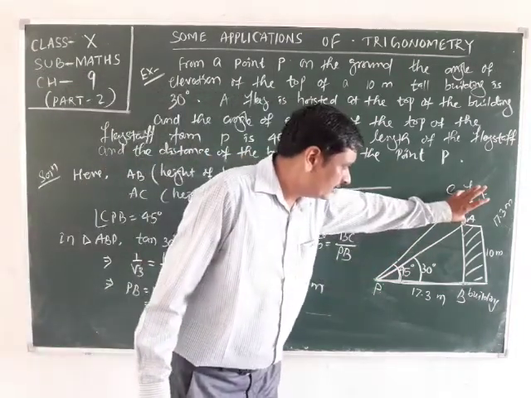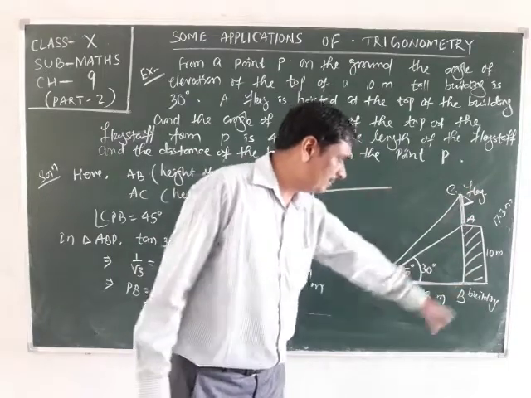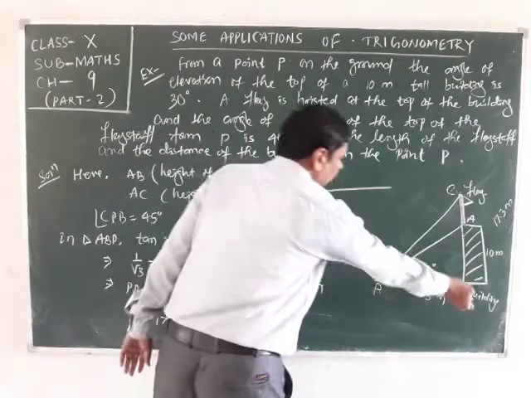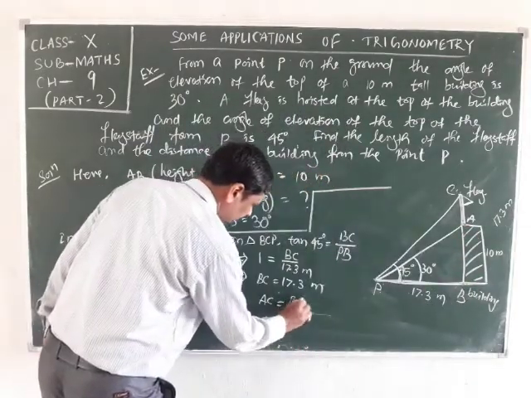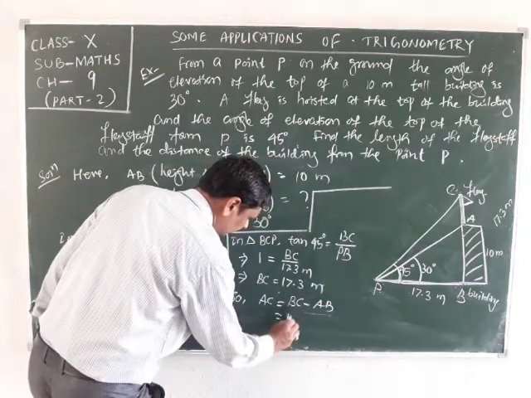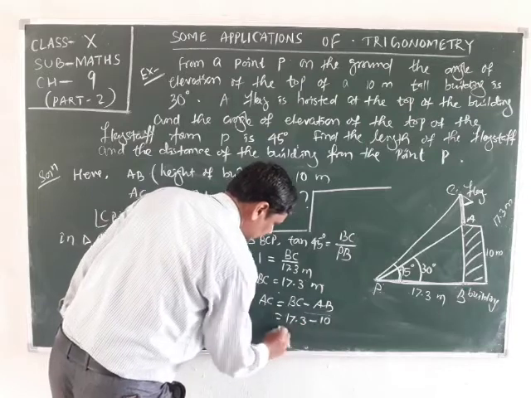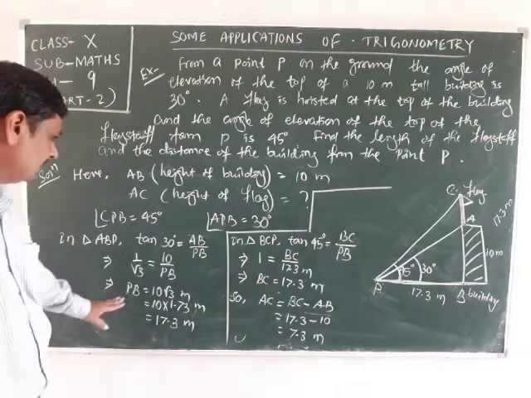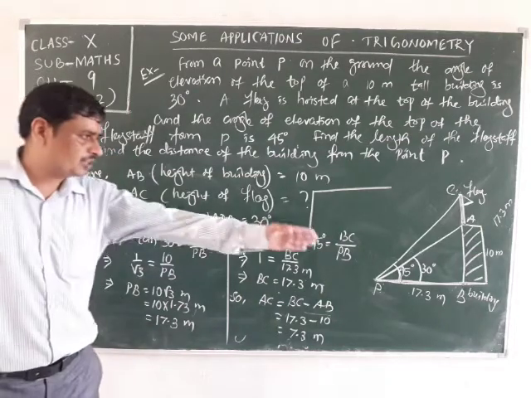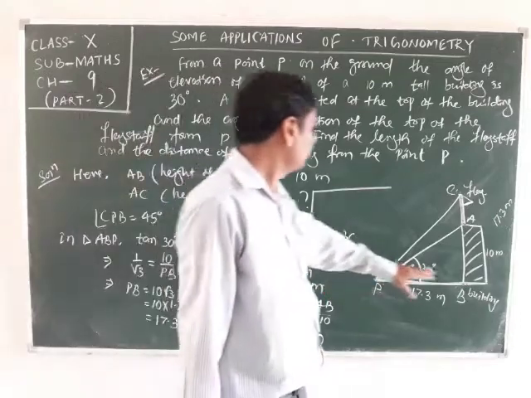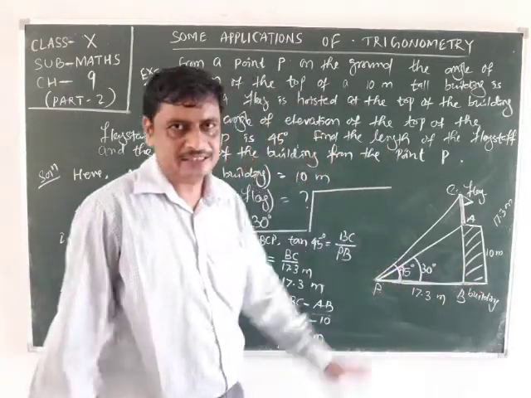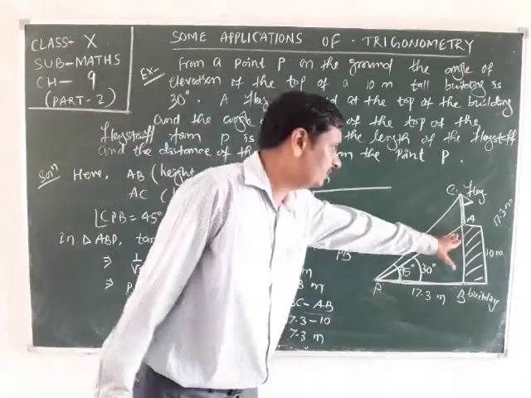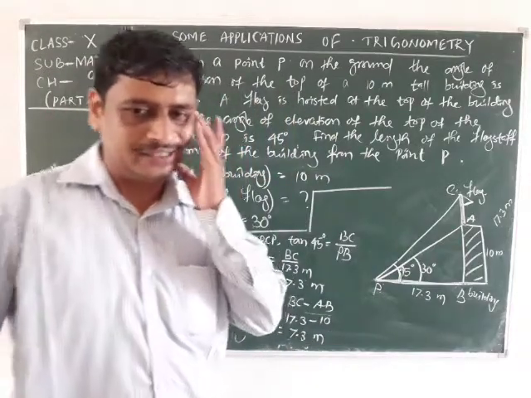Now this AC can be calculated by subtracting AB from this case. So AC is equal to BC minus AB. This is equal to 17.3 minus 10, equal to 7.3. That is the height of the flag. BP is the distance from the foot of the building to the point P, from where the top of the building and the top of the flag are observed. And this AC is the height of the flag. What is required to find?